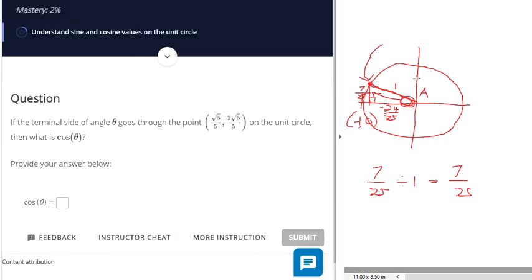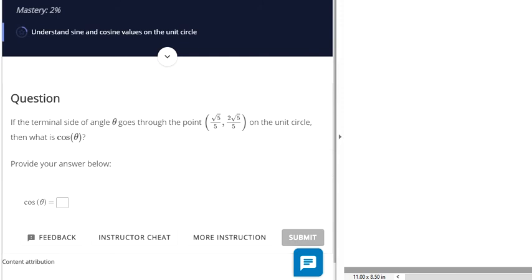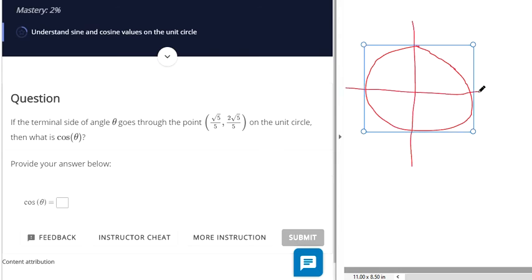So let's try this next one. Terminal side of angle theta goes through this point. What's cosine? So there's my rough unit circle. It goes to the point square root of 5 over 5, that's positive on the x-axis, 2 square roots of 5 over 5, that's again positive. So let's just make a guess. Let's say it's right around here. It doesn't have to be a perfect drawing.